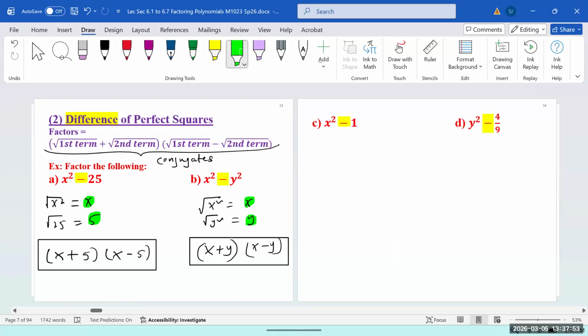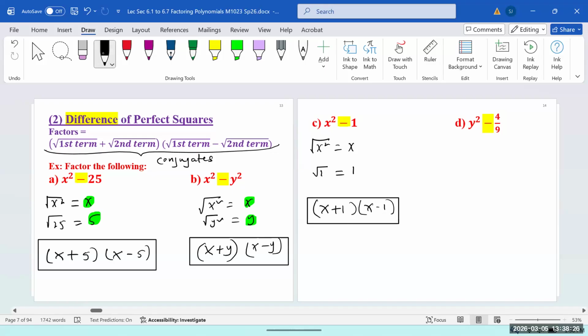Who would like to try C? X squared minus 1. Christian. What is the square root of x squared? X. And what is the square root of 1? Just 1. So what are the two factors you have? x plus 1, x minus 1? I thought you would take... No, minus is the rule. You never touch the minus. Minus is the rule, the difference. And you only look at the two terms.